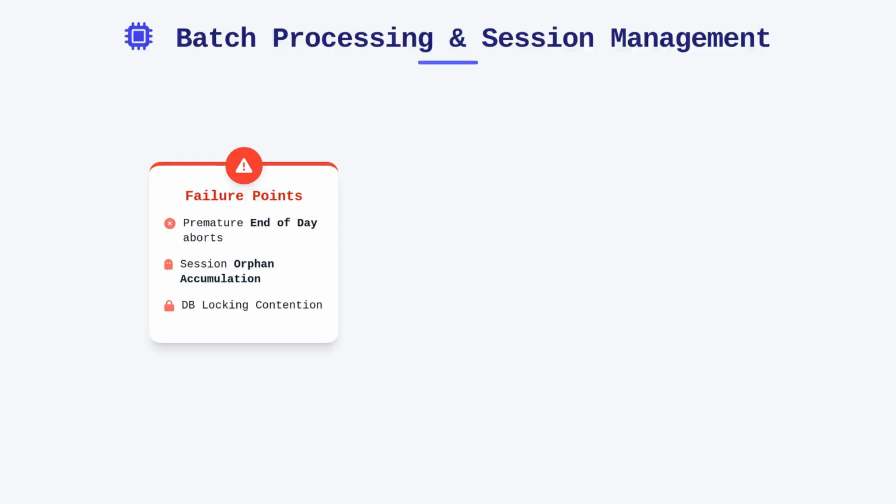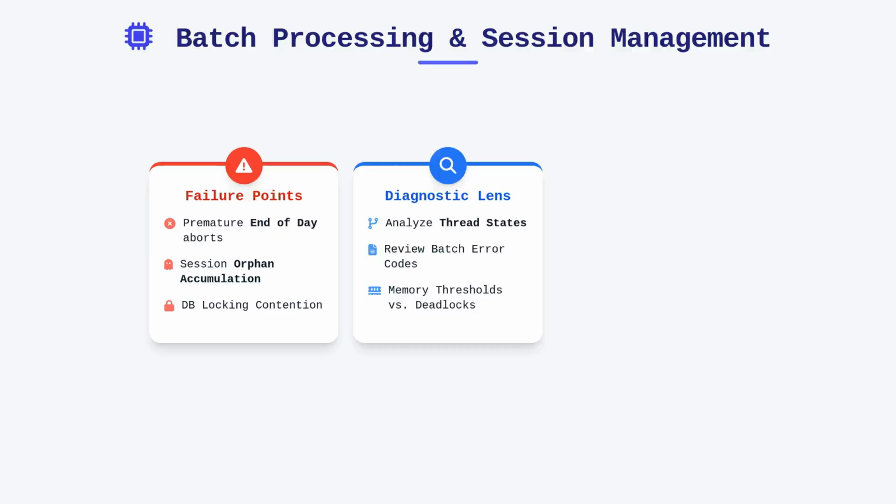Often, the failure originates from an accumulation of orphans in the session management tables, which prevents the batch from securing the necessary locks. By analyzing the batch diagnostic logs for specific error codes, you can determine if the abort was caused by a memory threshold violation or a deadlock scenario.